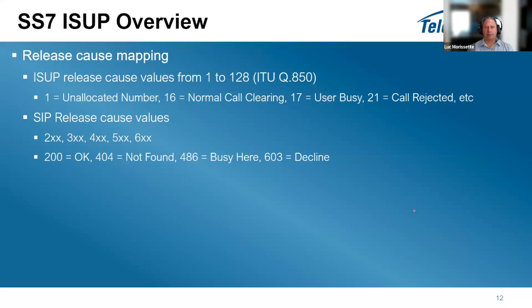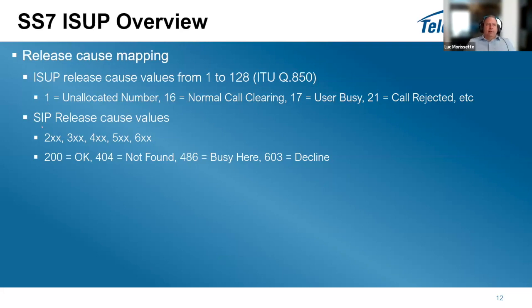If you talk about the release cause mapping, ISUP release causes are from 1 to 128, and I already mentioned it's from ITU Q.850. So here I give you some examples. Value 1 is unallocated number. Value 16 is normal call clearing. 17 is user busy. 21 is call rejected. So these are all errors that you can get in an ISUP conversation.